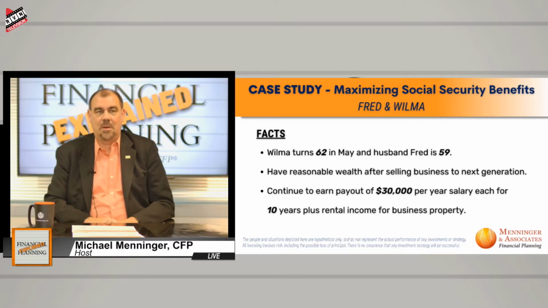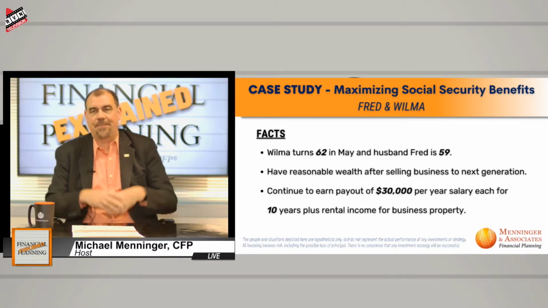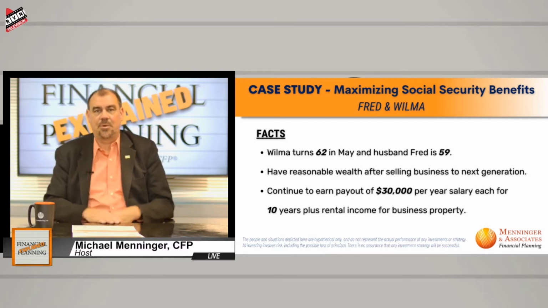You got Fred and Wilma. Wilma is 61, soon to be 62. Fred's 59. They owned a business, and they recently sold the business to the next generation. The way they handled the sale is they said, all right, we want you to pay us a salary for 10 years and rent on the building. Like, okay, that'll be their payment for the business.